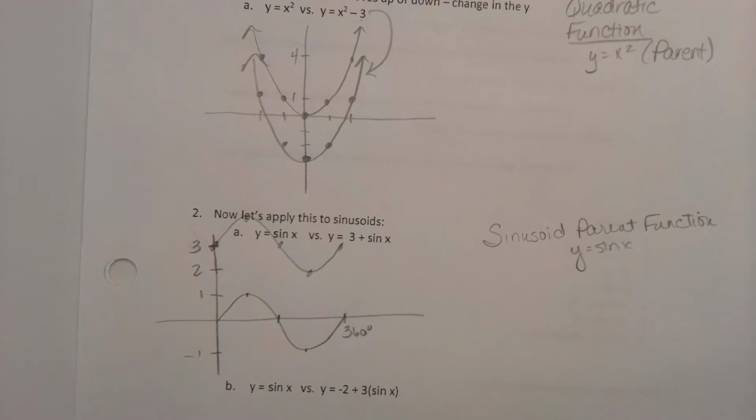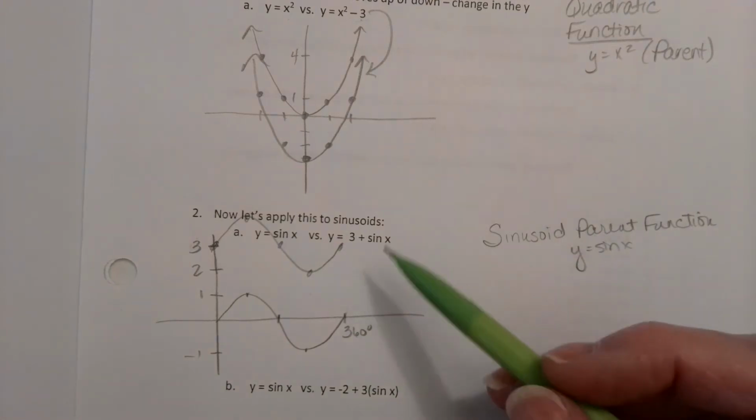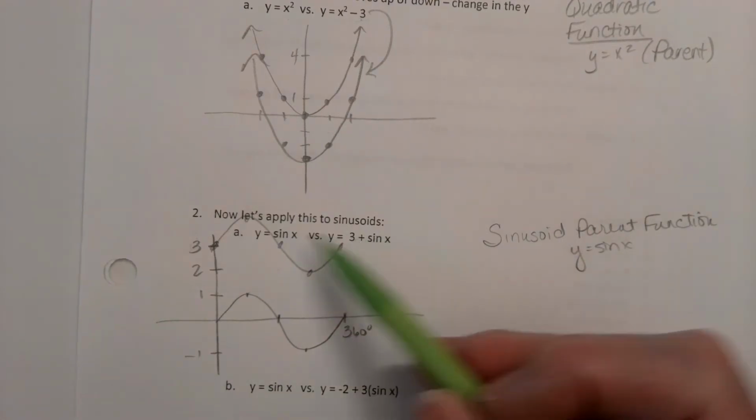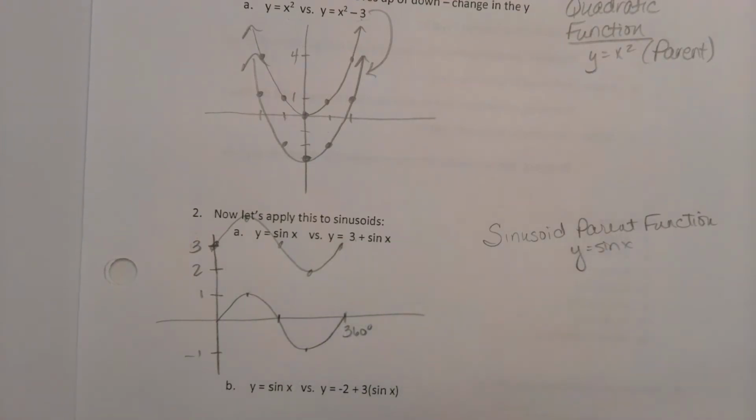Okay? So those are translations. Now we know that this has a center line of 3, which is why it's up here, and it has an amplitude of 1. Another way to look at that is the translation.